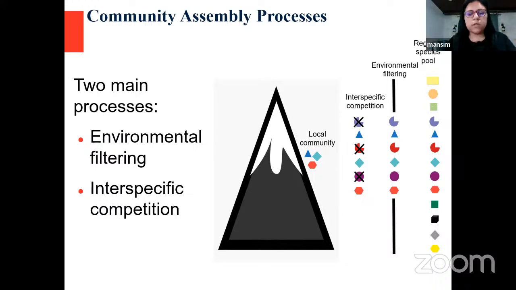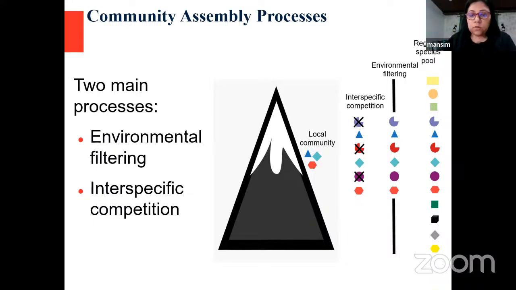So given all the birds found in India, if you are to understand how these different communities and different pockets of India are formed, you study the relationship between those birds and their environment, as well as the relationship between those different birds together. That is the competition between them.